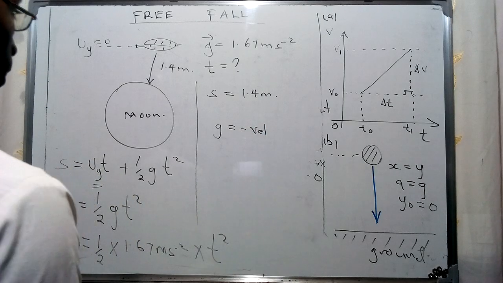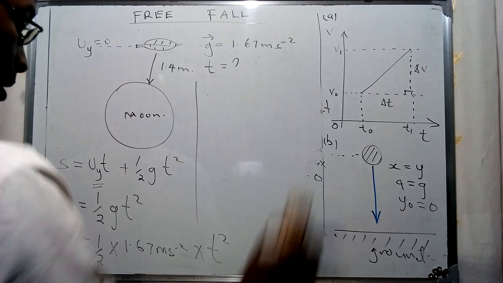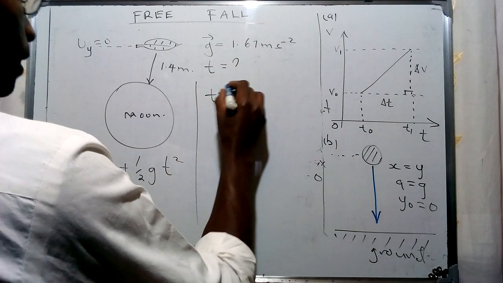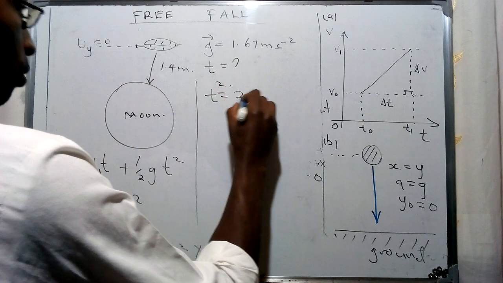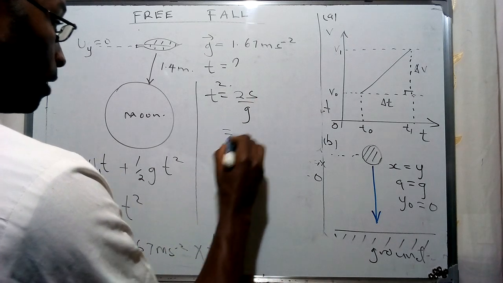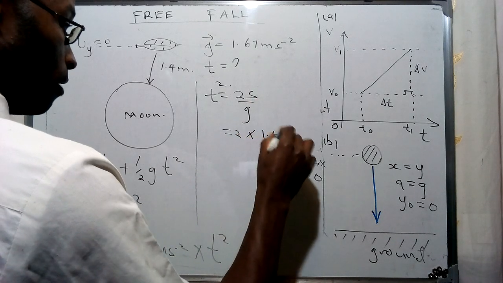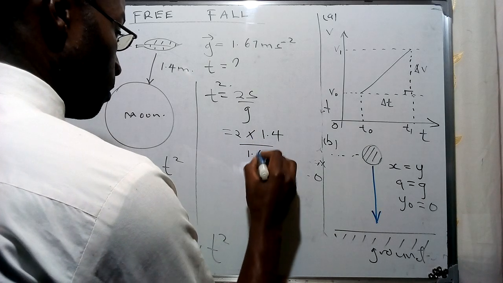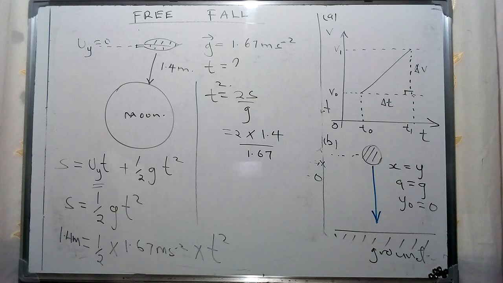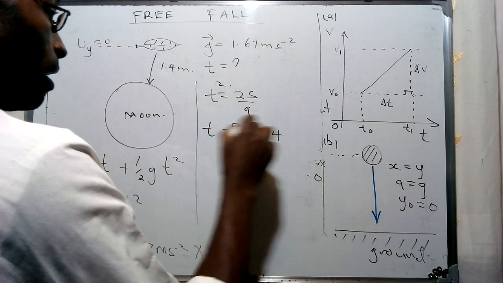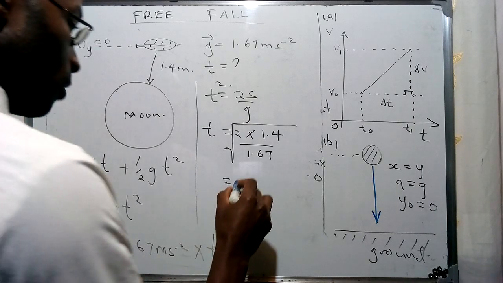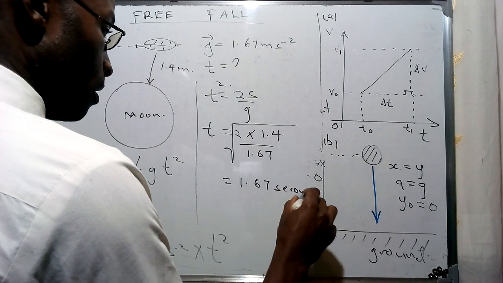Since we have this information, I'm just going to do away with this. We're going to have time as the subject of this formula, whereby the square of time is 2s over g. So we have 2 times s, which is 1.4, over g, which is 1.67. For us to find t, which is an absolute value of time, we take the square root of that, and from my end this is going to give me 1.67 seconds.